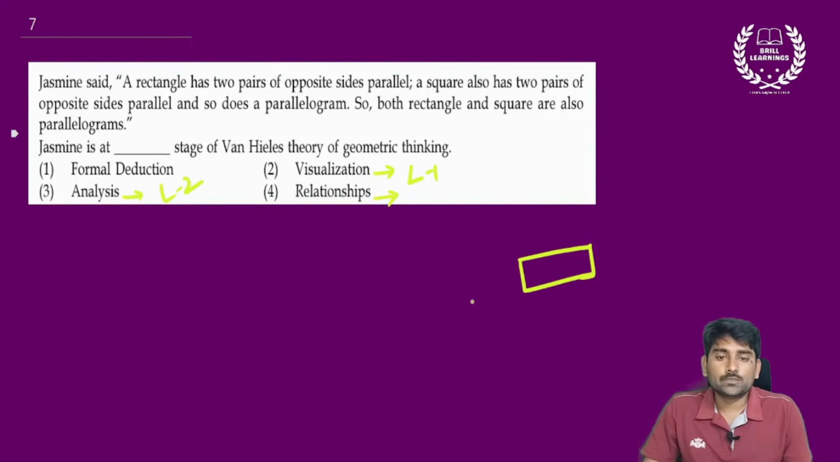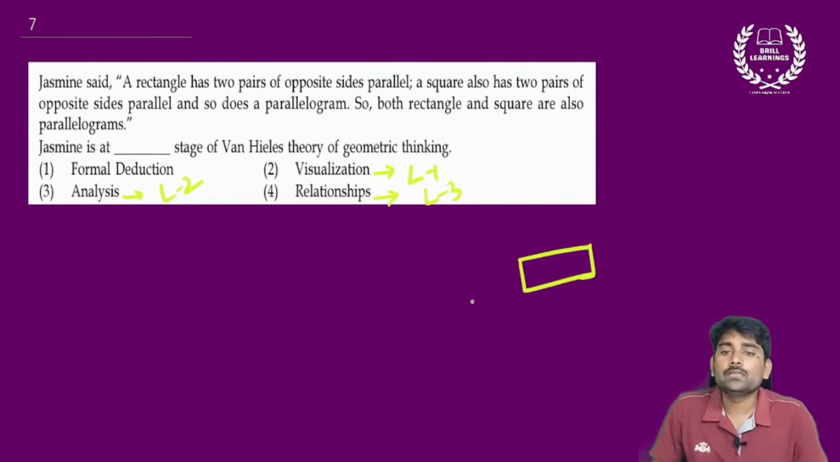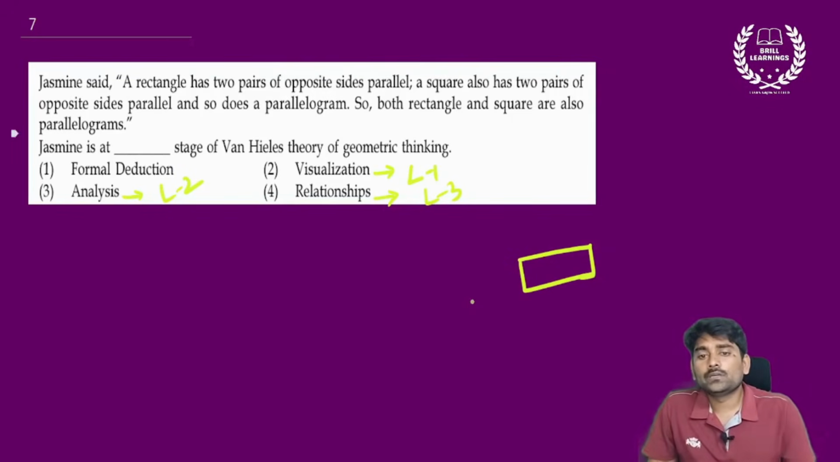Let's check the relationship, which is the third stage of Van Hiele's theory of geometric thinking, in which a student is able to make connections between the other shapes based on their properties. So here, this is the apt one.